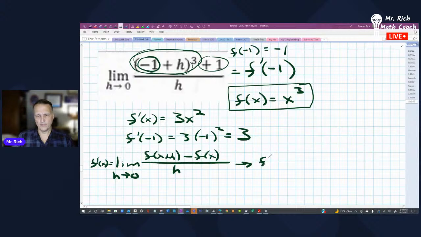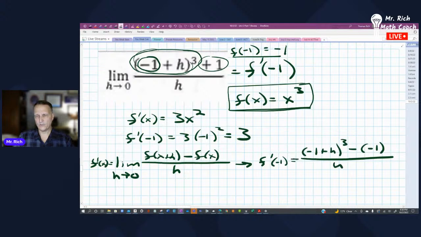I would have said, okay, f prime of -1 is equal to f of -1 plus h. So that would be (-1 plus h) cubed minus f of x. Well, that would be f of -1. We already determined up here that f of -1 is -1. And then that would all be over h, with, of course, not leaving out my limit. So this would be the limit as h goes to 0.